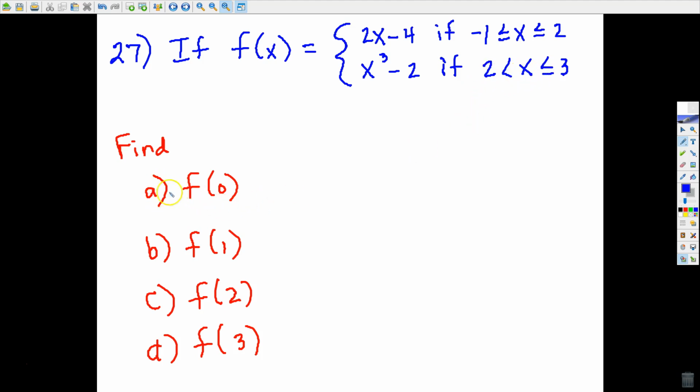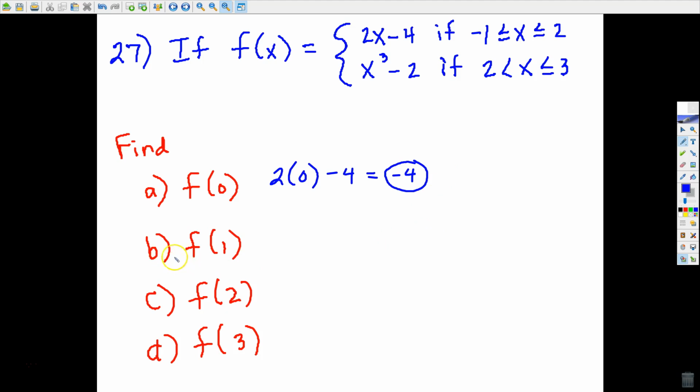Okay, so for example, for letter A, if I'm going to do f of 0, well, this second piece does not contain 0 as an input. It's only the numbers from 2 to 3, including 3. So I'm not inputting into this second function. I will input into the first one because the x inputs for this one include numbers from -1 to 2, which includes 0. So for letter A, I'm going to use that top function, and I'm going to input 0, and I get 0 minus 4, which is -4.